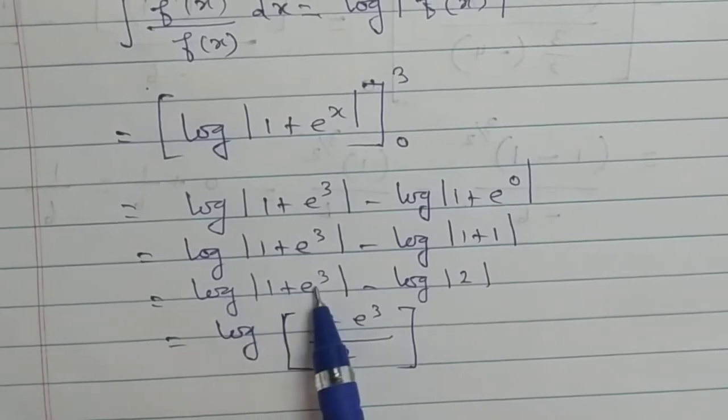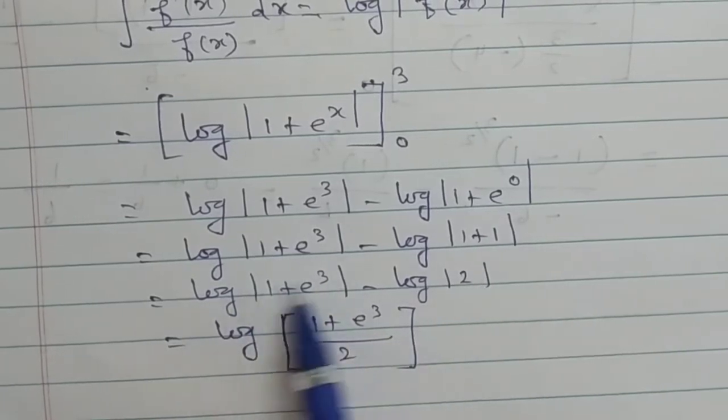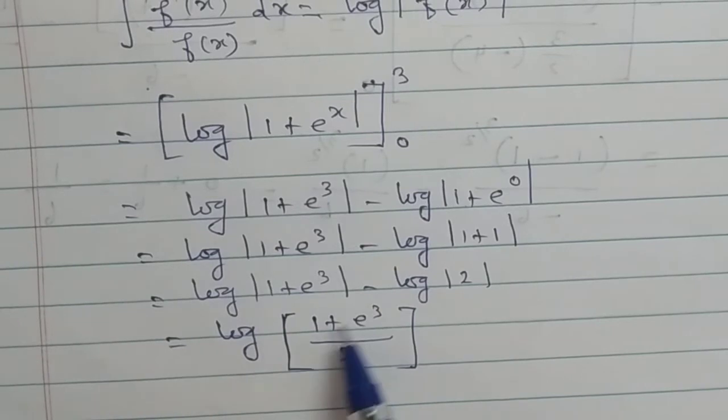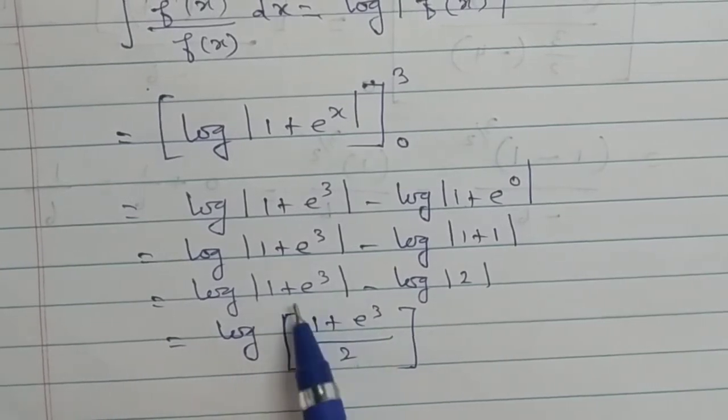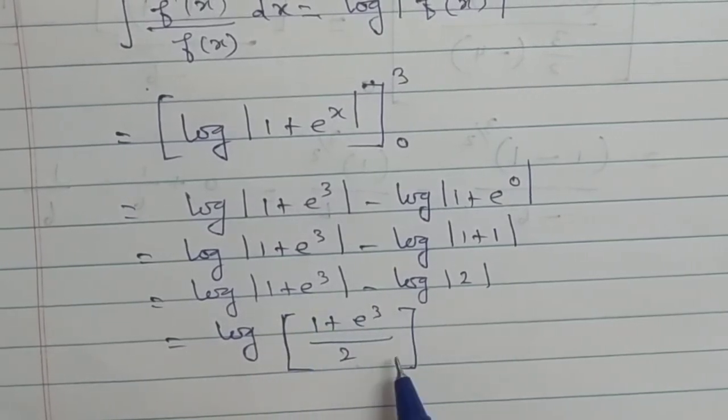So log a minus log b equals log a by b. Here a is 1 plus e power 3, divided by 2.